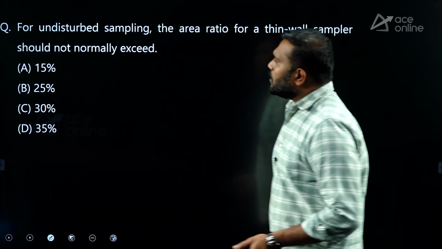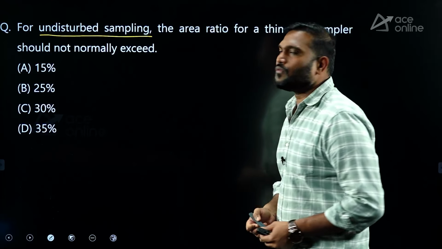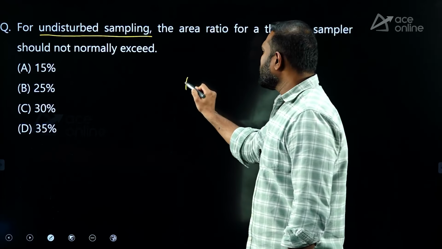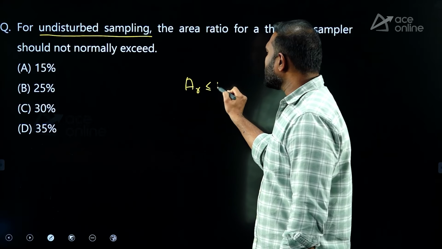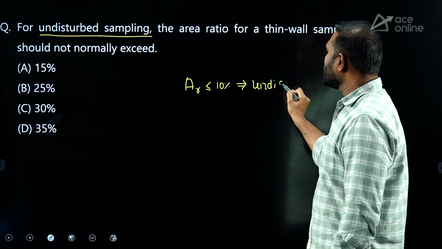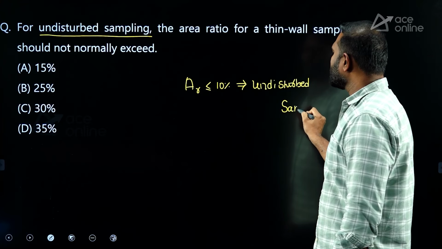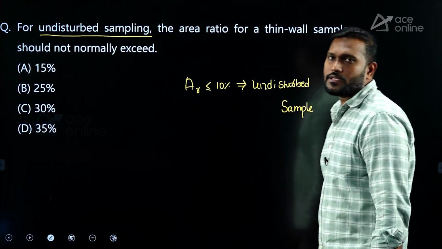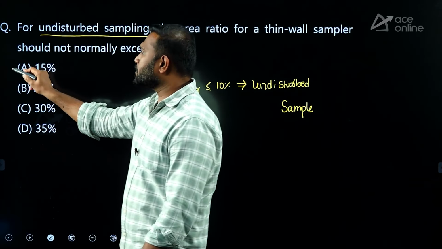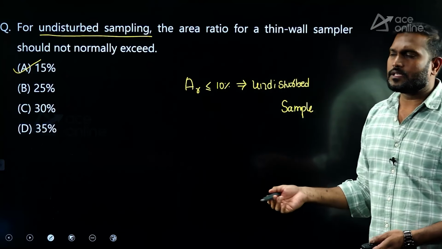Next, for undisturbed sampling, the area ratio for a thin-walled sampler. Generally, whenever the area ratio is less than or equal to 10%, we call it an undisturbed sample. But from the given details, the nearest answer is 15%. Actually, no option is there, but from the given options, the nearest answer is 15%.